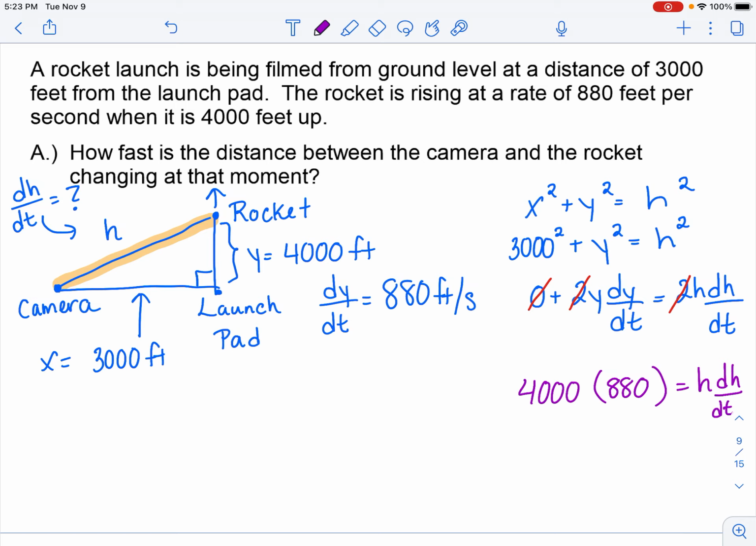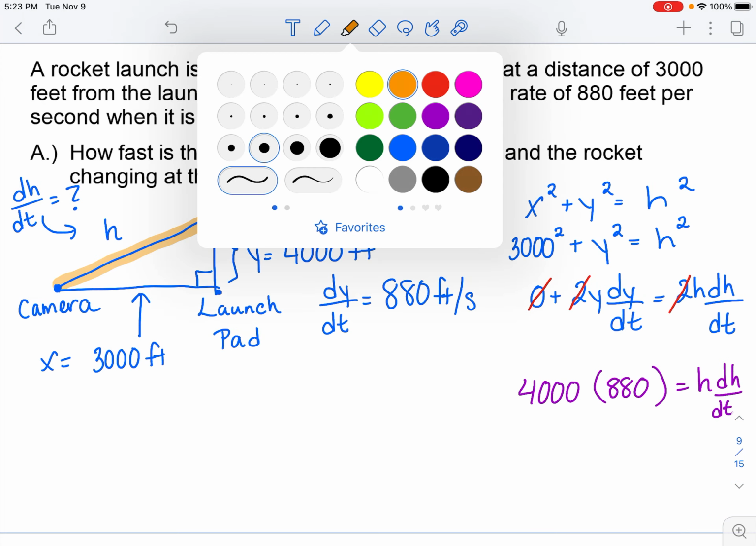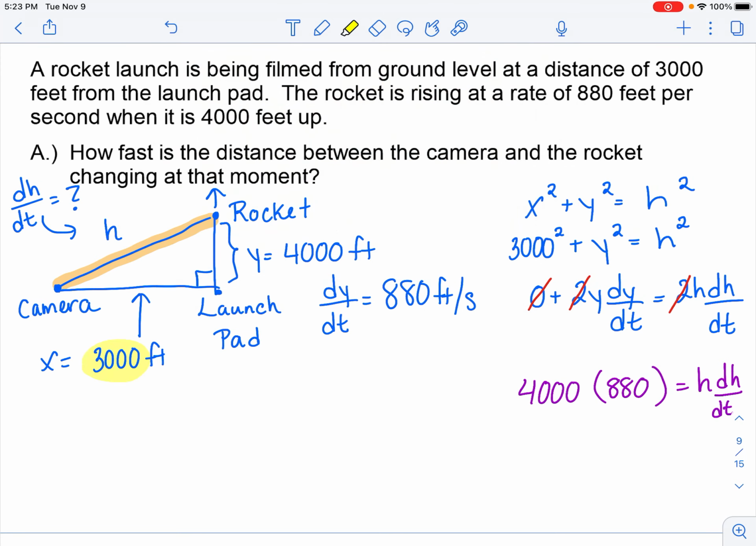But similar to all of our other related rates, I can figure out what the hypotenuse is at that particular moment in time. I can use Pythagorean theorem, or I can recognize, hey, look at this. I've got 3, 4. This is going to have to be a 5. This is a 3, 4, 5 triangle, okay? So I can exploit the fact that this is a 3, 4, 5 triangle to avoid the Pythagorean theorem if I want to. So this is now going to be 4,000.